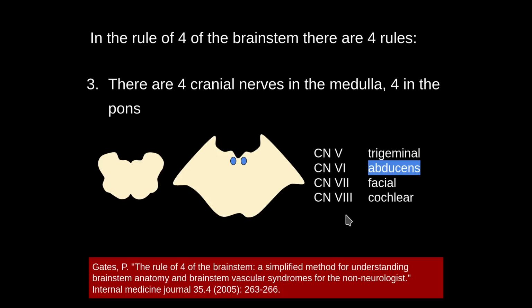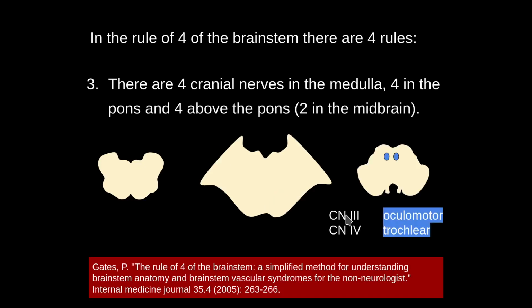And then this is where the rule gets a bit complicated. 4 above the pons, so technically not just brainstem anymore. So again, obviously, non-neurologists made this. So there are 4 cranial nerves above the pons. 2 of them are in the midbrain, the oculomotor and the trochlear nerves. And the other two, as you saw earlier, are the olfactory and the optic nerve upstairs in the diencephalon and the telencephalon.